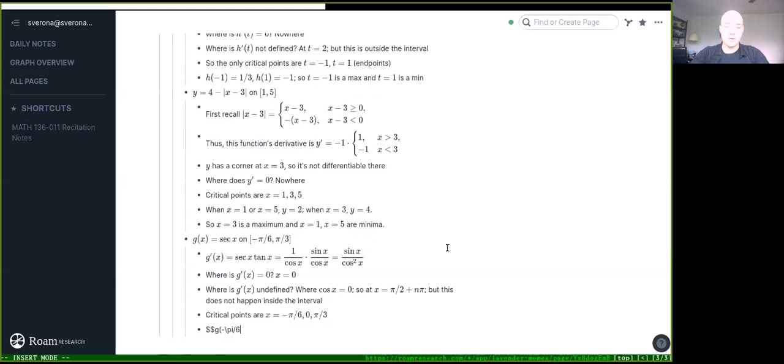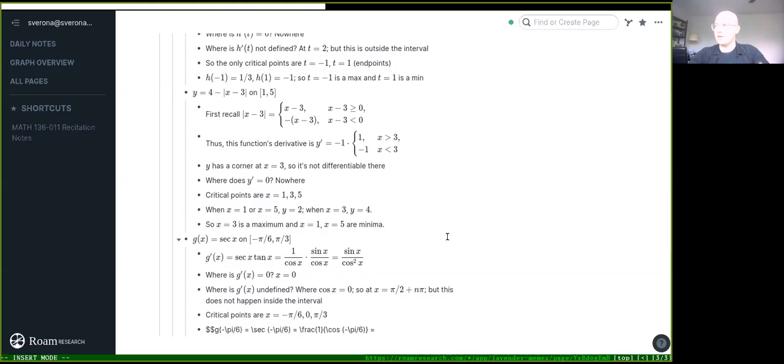G of negative pi over 6, that's going to be secant of negative pi over 6. I don't really have my trig functions absolutely memorized like I used to. That's a waste of time. You can always get it, unless you're doing KAAC and you're in the finals at state and you need to be able to take the secant of something in 0.5 seconds. There's no use in memorizing them.